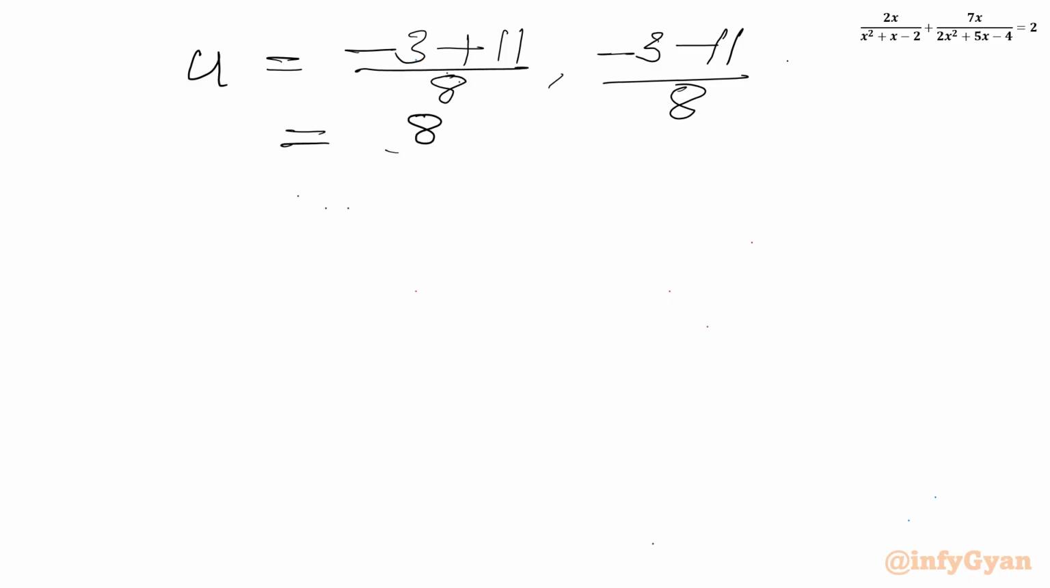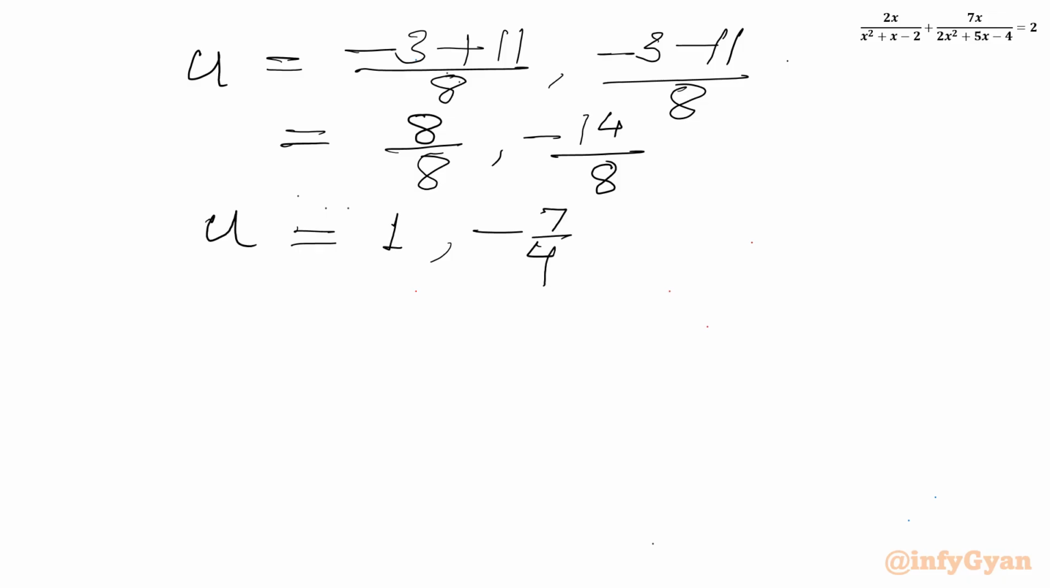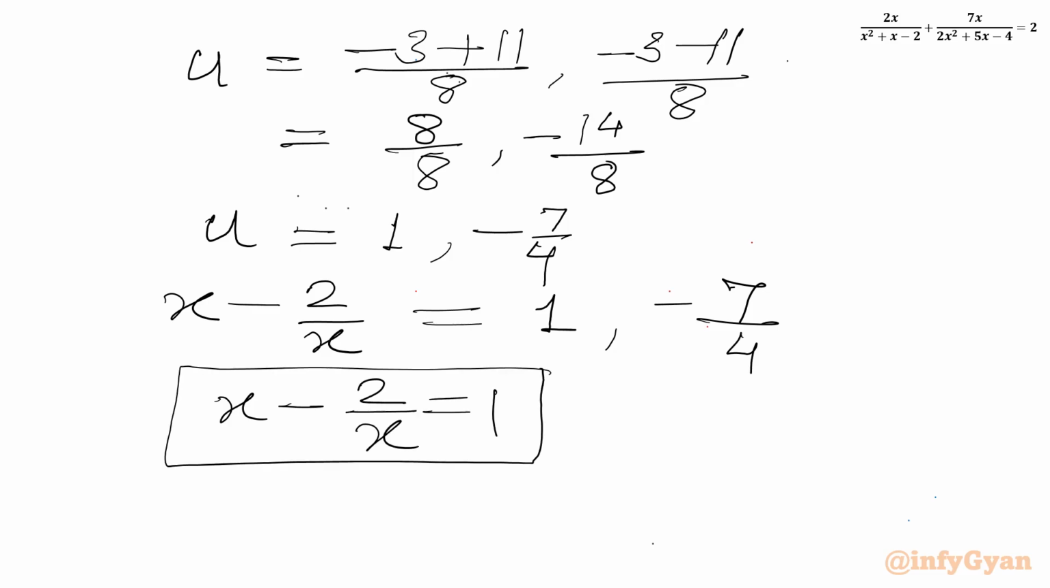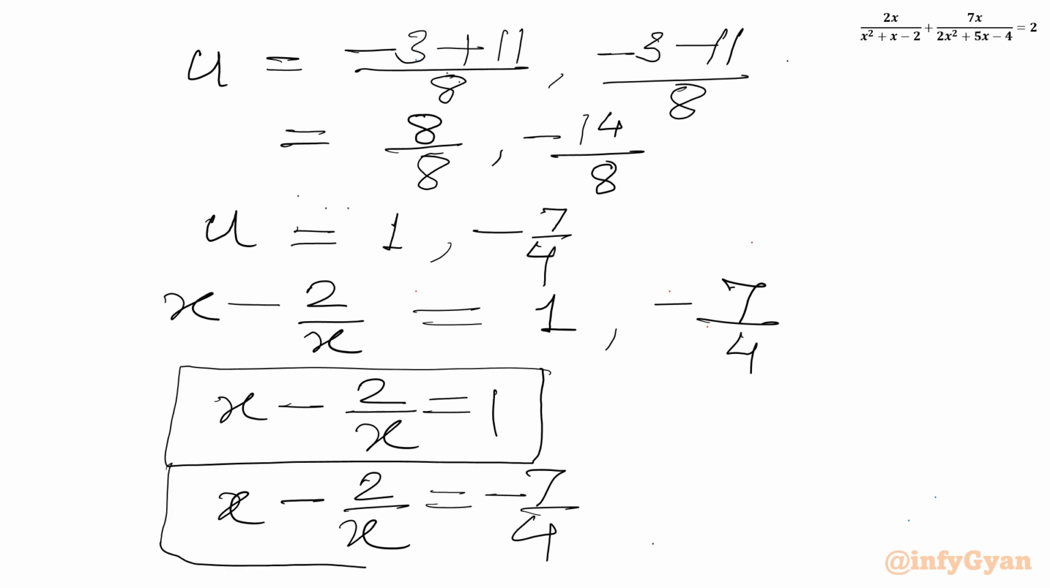So this will give us 8 over 8. Here we can write negative 14 over 8. So here the value will be 1 and here I will be writing minus 7 over 4. Now u was our substitution, x minus 2 over x. So u is 1 and negative 7 over 4. So I can frame two equations: x minus 2 over x equal to 1, and the second equation, x minus 2 over x equal to negative 7 over 4. Second equation, let's solve.